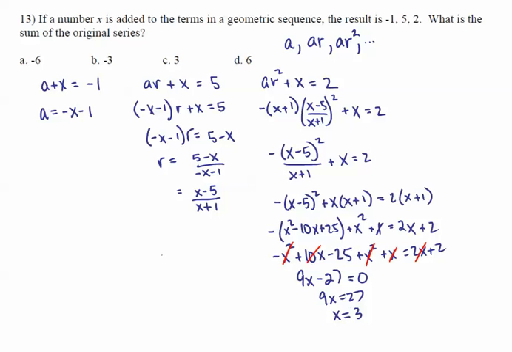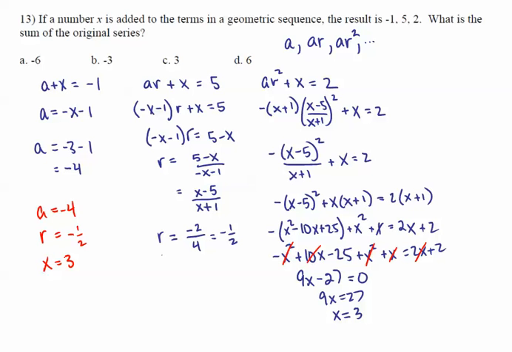So once I know that x is equal to 3, I now have r is equal to negative 2 over 4, which is negative 1/2, and since x is equal to 3, a is equal to negative 3 minus 1, which is negative 4. So now I know my original values: a is equal to negative 4, r is equal to negative 1/2, and x is equal to 3.